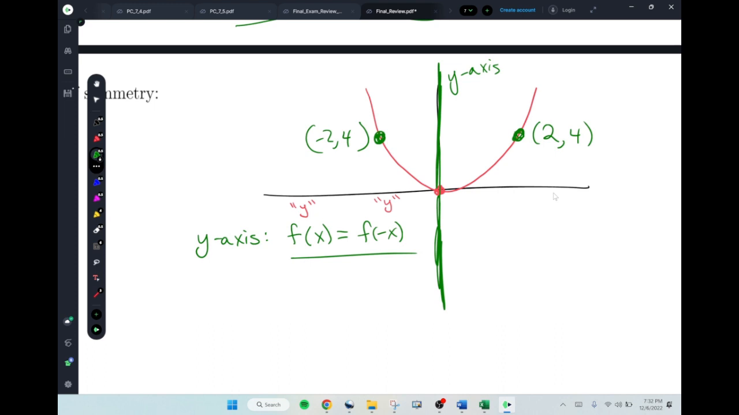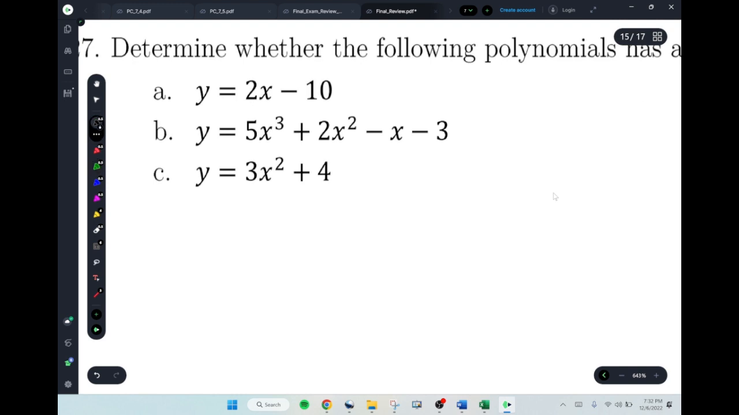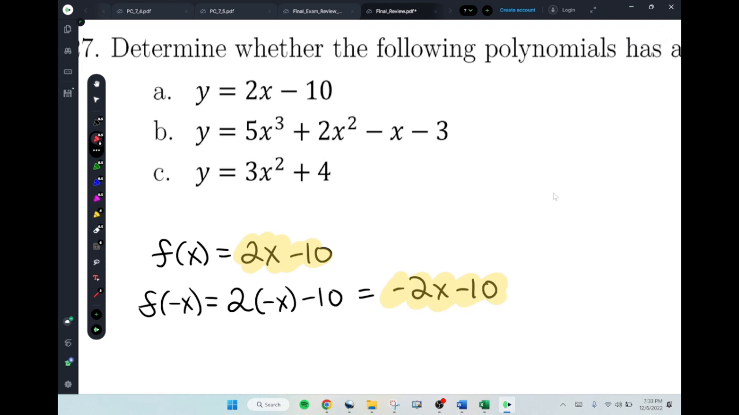So all we do is go and plug that in. We go to our normal equation right there. And you know what we plug in? Negative x. And see what happens. So watch this. I'll do each of them just because it's fun. If f of x equals 2x minus 10, what does f of negative x equal? 2 times negative x minus 10, which is negative 2x minus 10. Are those the same thing? No, they're not. So, not y.